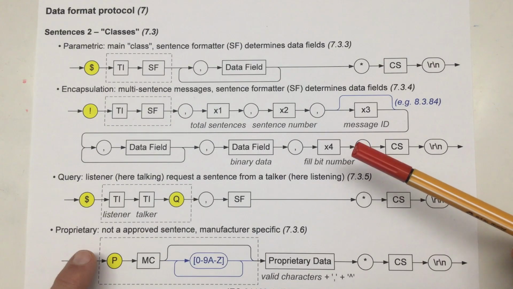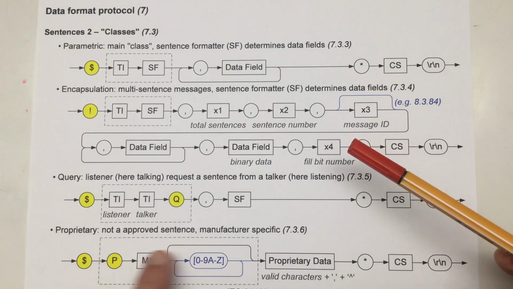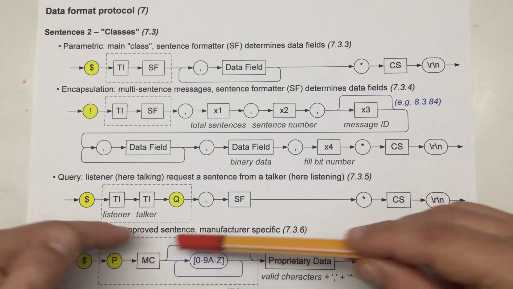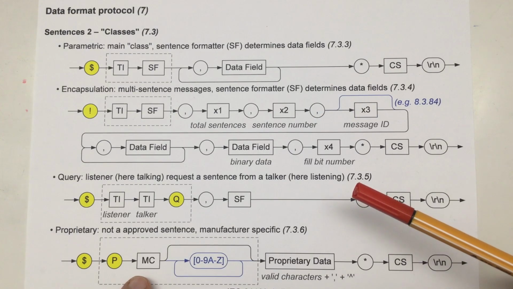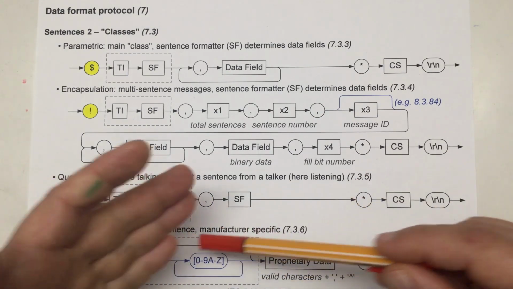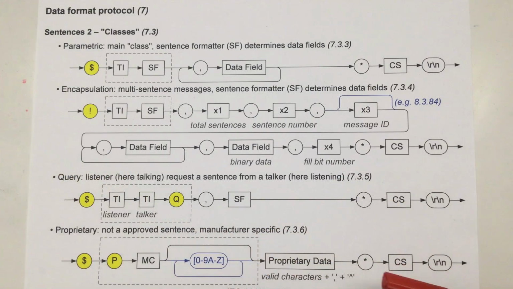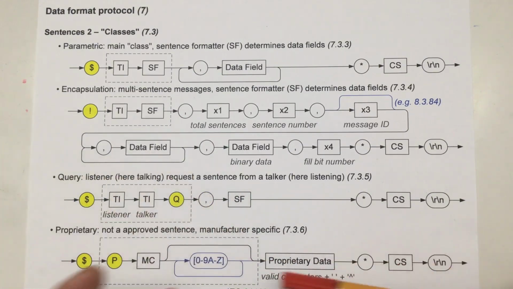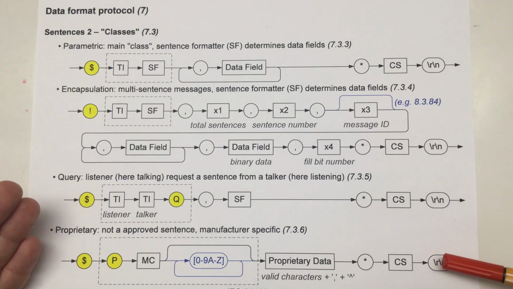Finally, we have the proprietary sentences, which are, again, according to the wording of the standard, not approved sentences, but manufacturer specific. So they start with $, and then comes our proprietary address field that contains a P, the 3-letter manufacturer code, and then to the specification of the manufacturer 0 or more uppercase alphanumericals. And that's followed by the proprietary data, which can consist of all the valid characters plus a comma or a tilde. Then star, checksum, carriage return new line.